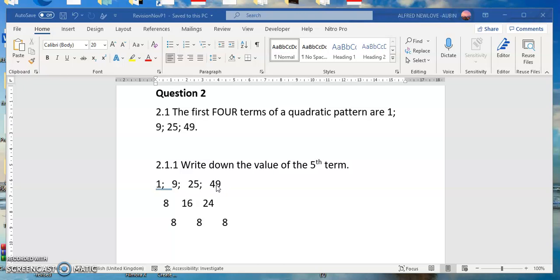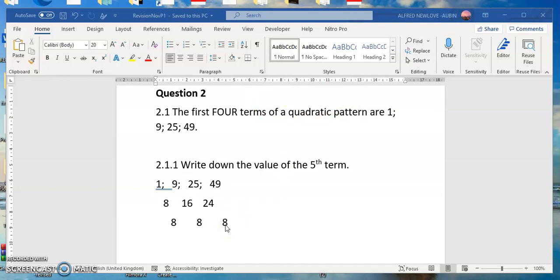We need to find the difference. So 49 minus 25 gives us 24. 25 minus 9 gives us 16. 9 minus 1 gives us 8. Then you find the second difference. 16 minus 8 is 8. 24 minus 8 is 8. Since they said it's quadratic, it means the next one is going to be 8.